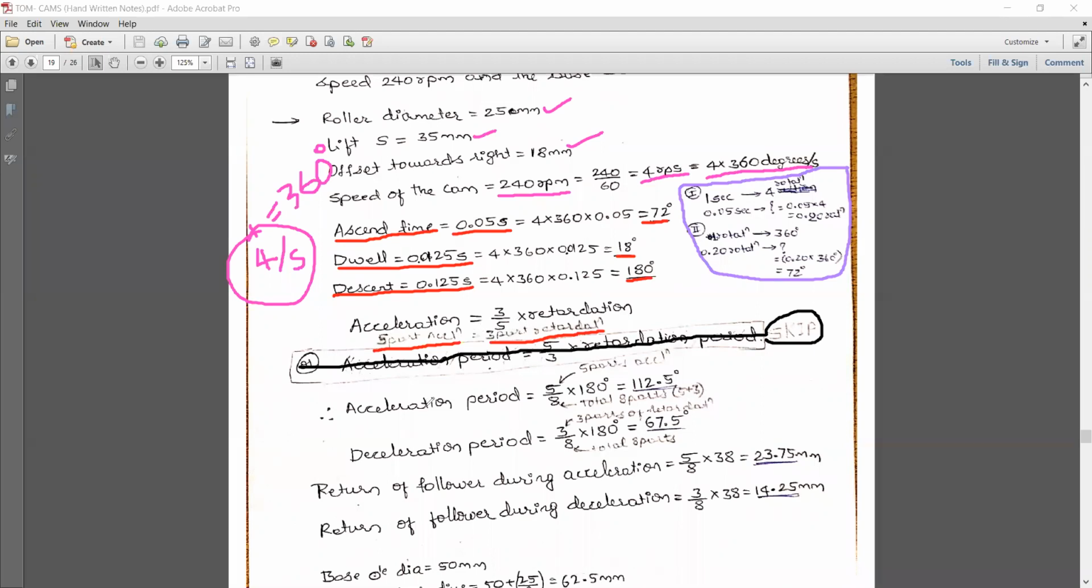So now what I'll do is, acceleration period is 5 times, out of the total 8 parts, multiplied by 180 degrees, because 180 degrees is the descent value, right? It is happening in UARM. Descent is happening in UARM. This is SHM. Hope you are understanding. If you don't understand, just stop me and ask me. This is SHM. Correct? This descent is UARM.